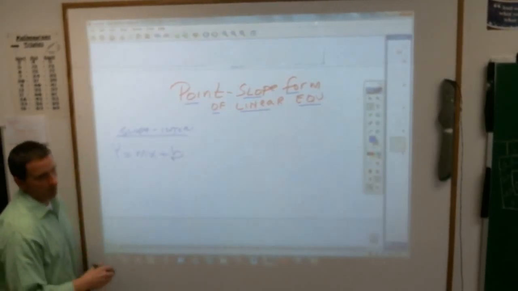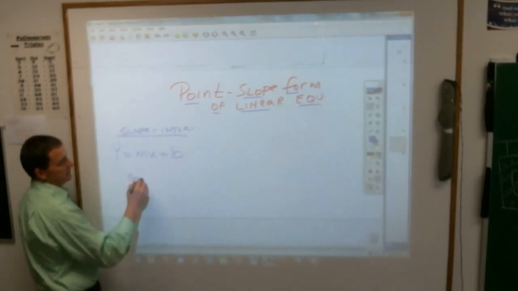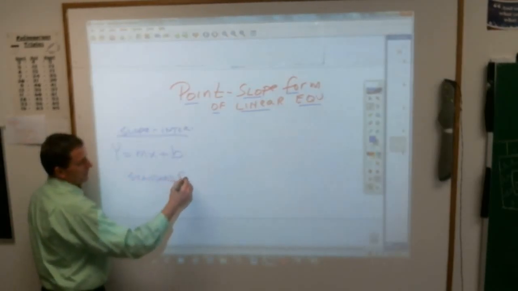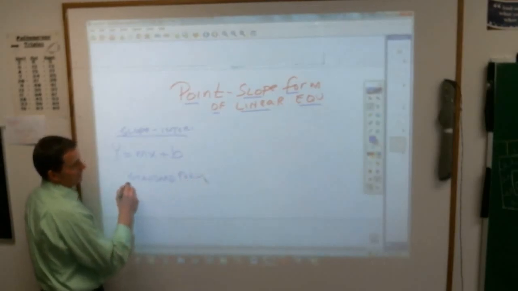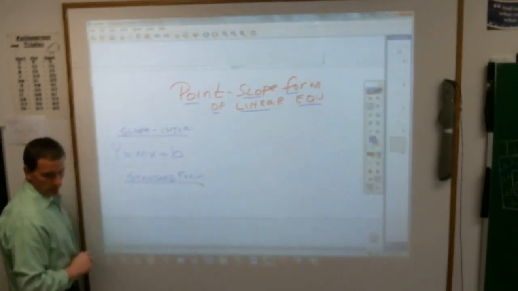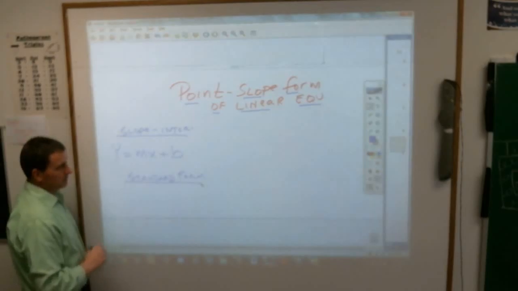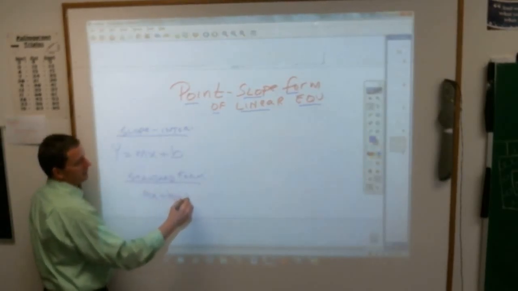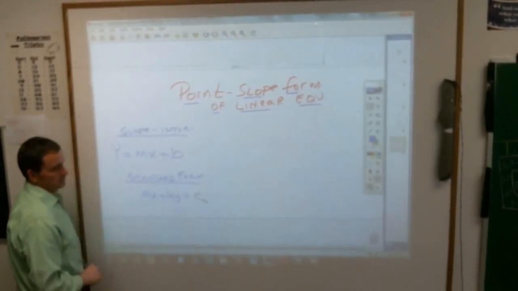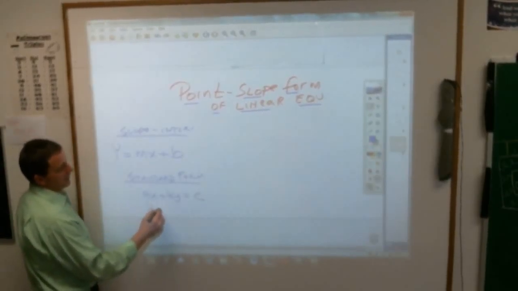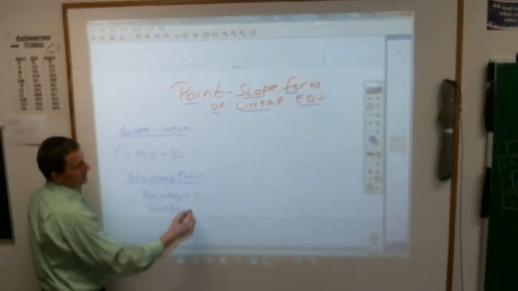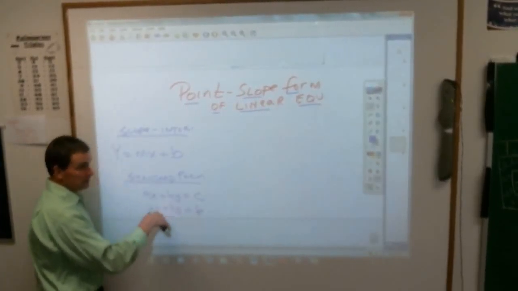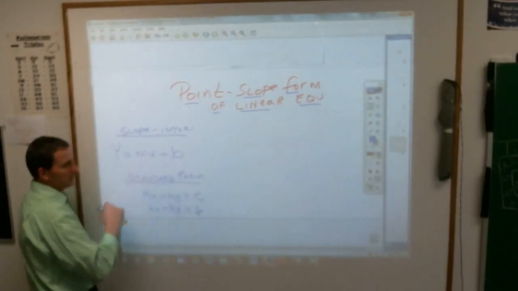The other form we see a lot is the standard form. And the standard form is, remember, ax plus by equals c. You know, that's like 2x plus 3y equals 6, and then you just find the slope where they cross the x and y axis.